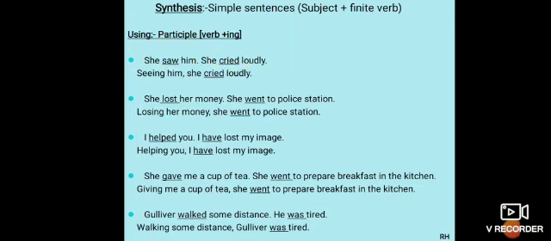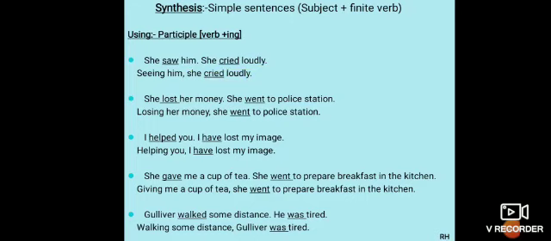Then you have to change the former verb, the verb that took place first, into the ing form, that is the participle. So saw becomes seeing: Seeing him, she cried loudly. Because you are changing saw to seeing, the repeated she you will remove, and we have to begin the statement with the participle. So you have to write: Seeing him, comma, she cried loudly.